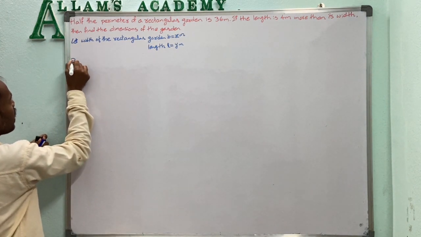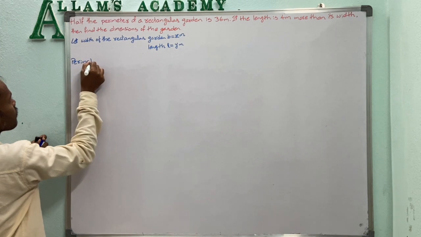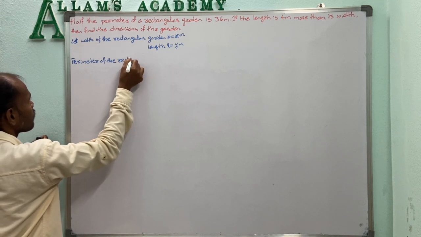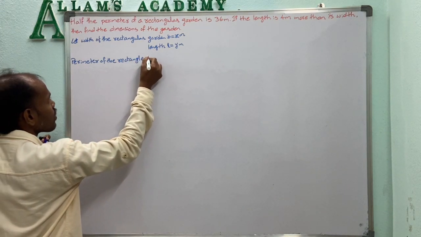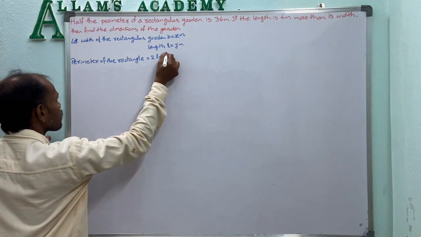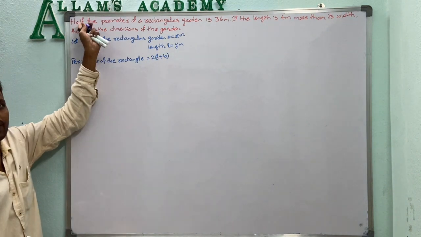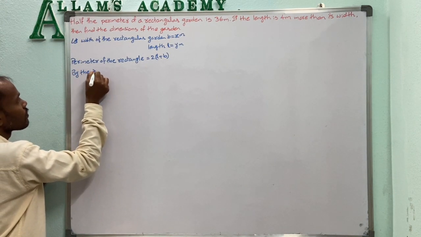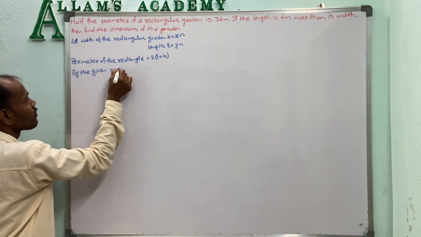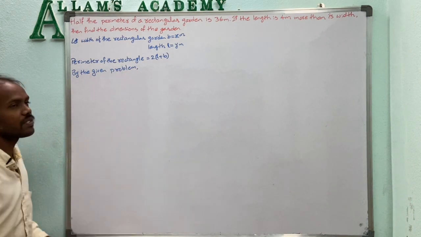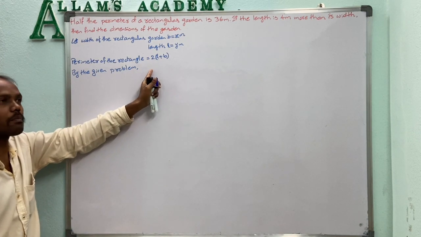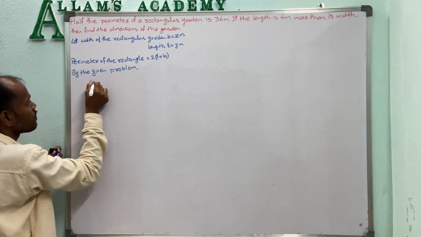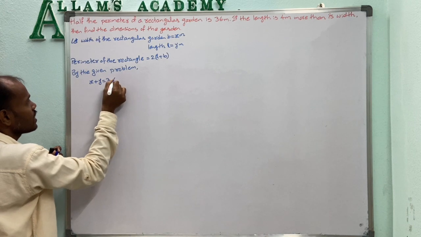So the perimeter of the rectangle is equal to 2 into L plus B. But here the perimeter is given, so by the given problem, half the perimeter, that means 2 into L plus B by 2, that means L plus B. L plus B means nothing but x plus y, that is equal to 36.